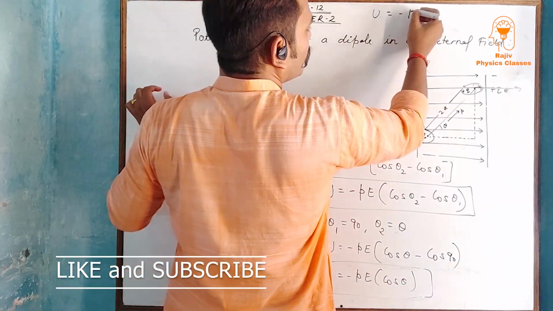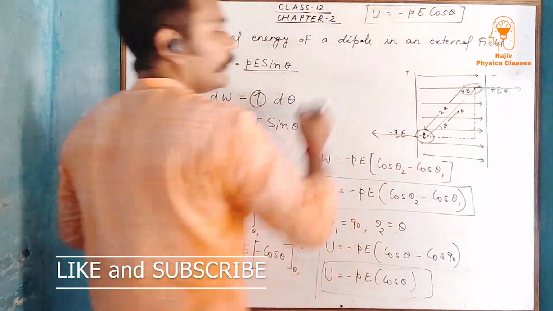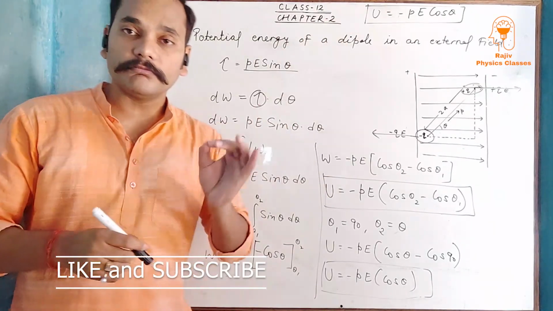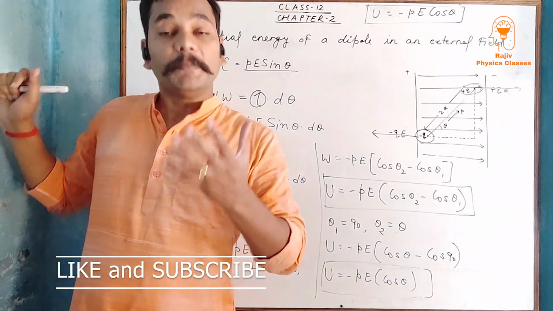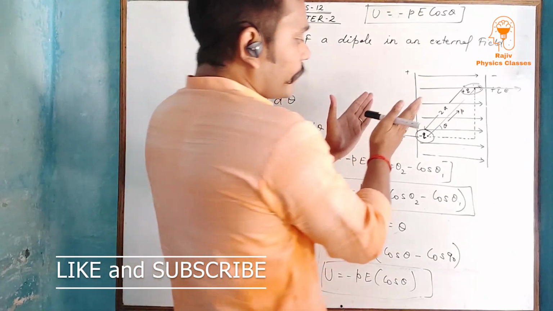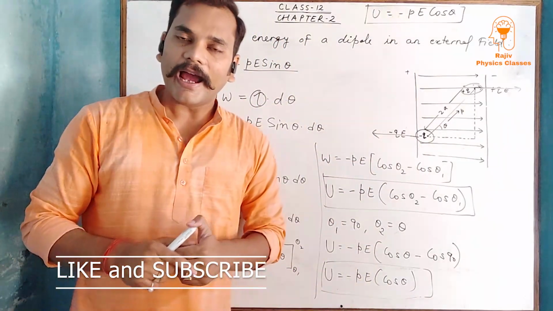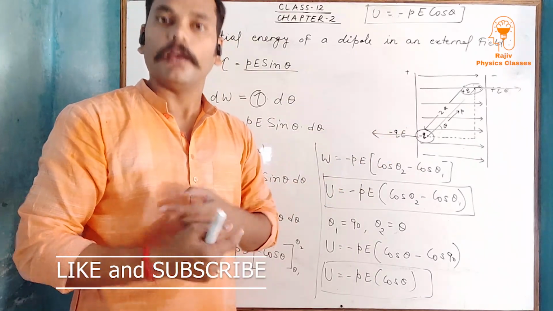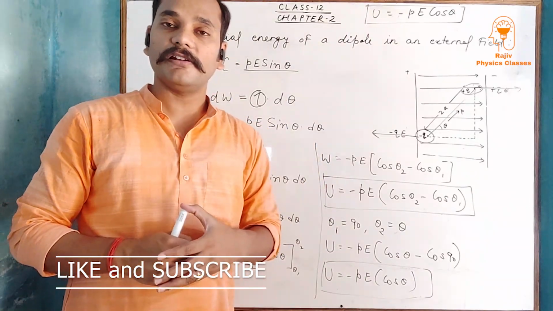So the expression of potential energy, if the dipole is initially at 90 degrees with the direction of the electric field, is U equals minus PE cos theta. What does the minus sign mean here? The minus sign represents that we are doing work against the direction of the electric field. That means this dipole is rotating in the anti-clockwise direction, and we are rotating the dipole in the clockwise direction. We are doing work in the opposite direction of the field. That's why we are getting potential energy with a minus sign.